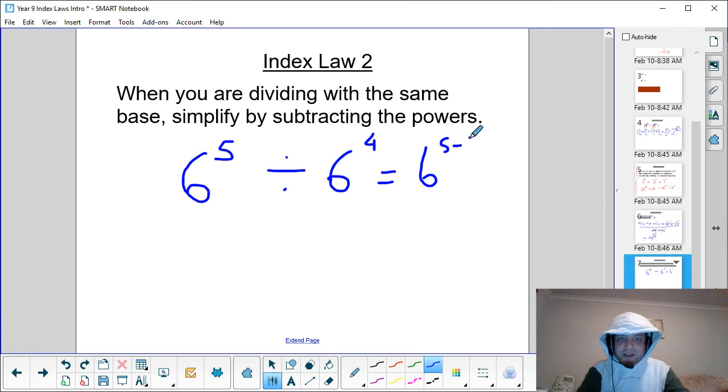I had 5 of them. I'm getting rid of 4 of them. That means I've just got 1 of them. And we don't need to write the power of 1 because, well, this is just one lot of 6, isn't it? So same thing with letters.